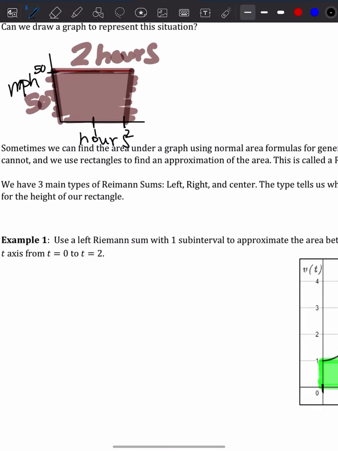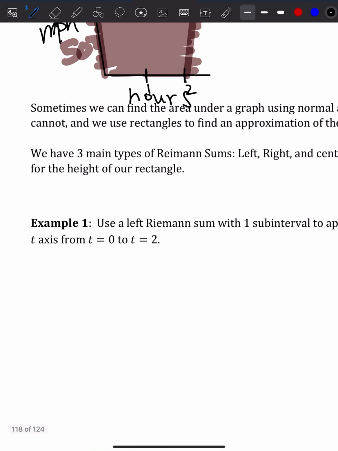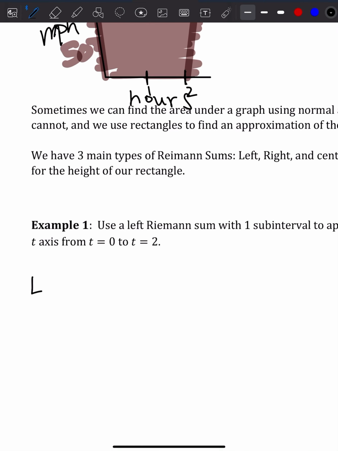So I'm going to use some notation here. They were really nice, and one of the notations we can use is an L for left Riemann sum. And because we have one subinterval, I'm going to put a 1 as a subscript. So once again, this means left Riemann sum, one subinterval.